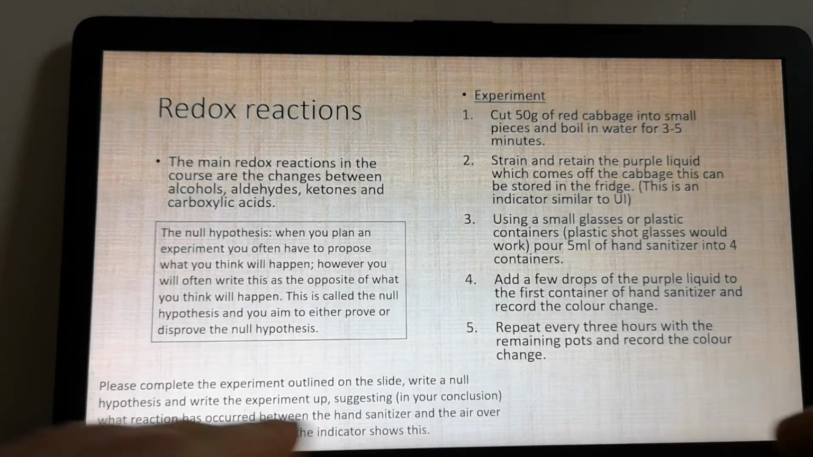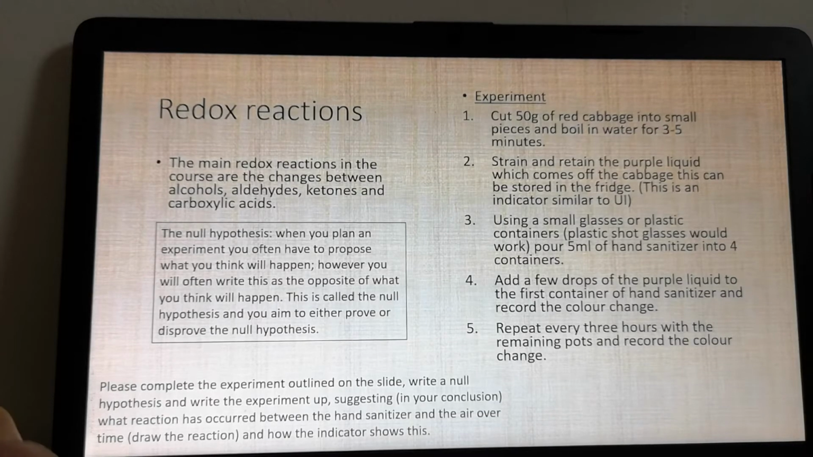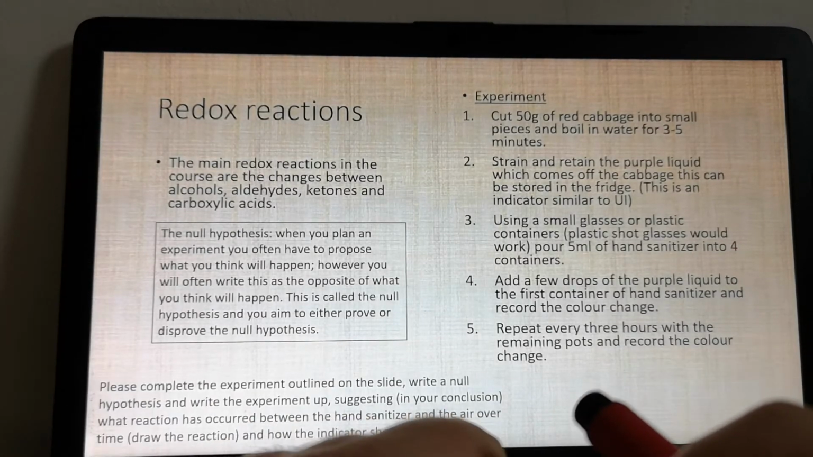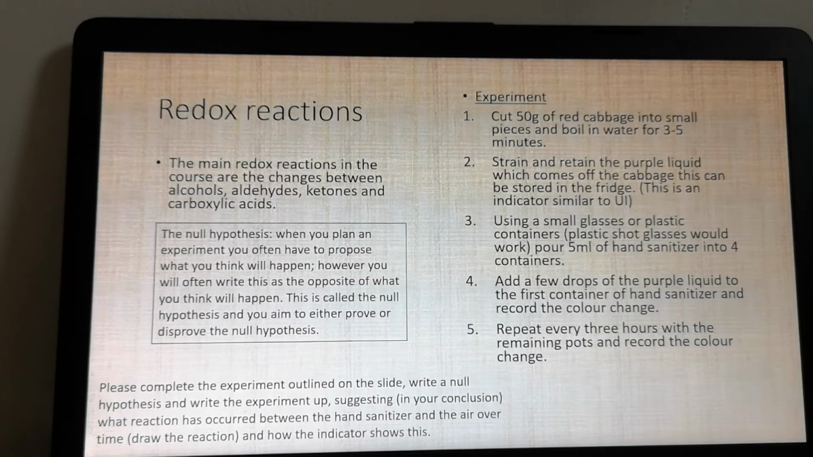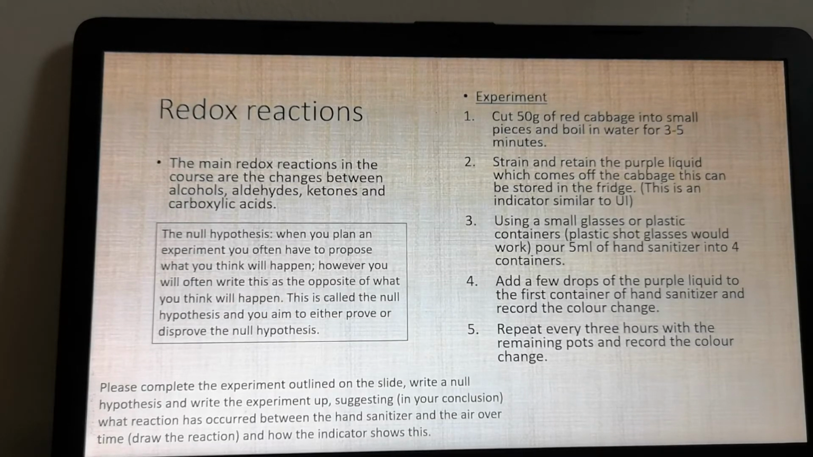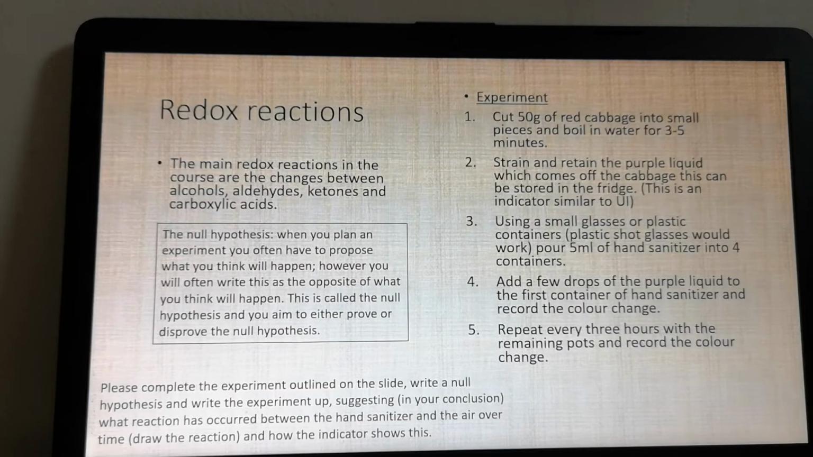You want to do that first, and you want to do that early in the morning. Because what you're going to do is leave them out for several hours. The first one you're going to do the test on straight away, and you're going to add a few drops of the indicator to it and record what color change occurs. Then you're going to set the other 3 aside and leave them. 3 hours later you're going to come back and do the same thing to the second one, then to the third one, and then to the fourth one, a total of 9 hours later.